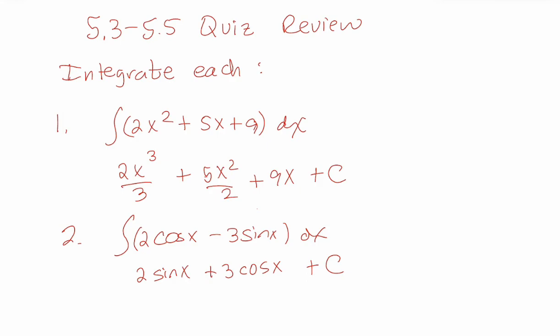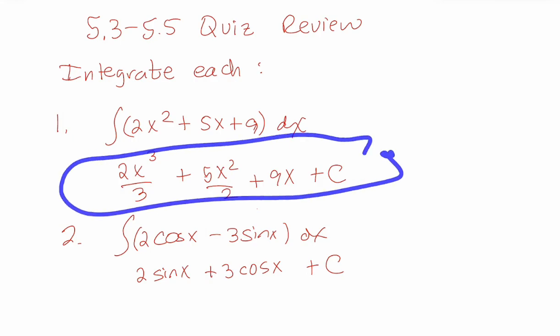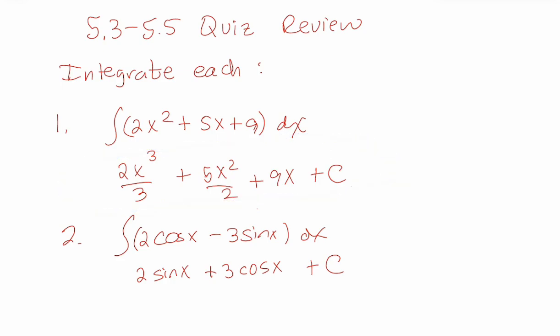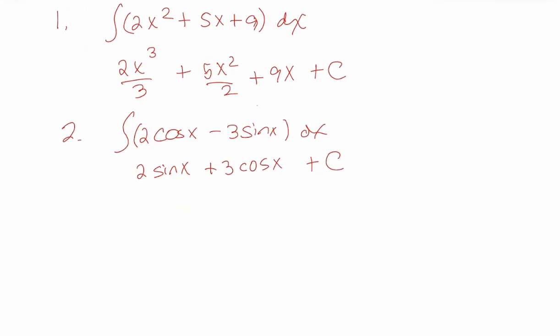So that's going to become a plus 3 cosine of x plus c. How could we check the answers for 1 and 2? Take the derivative. Take 3 seconds and check your work. You can probably do those derivatives in your head. The derivative of that is 2/3 times 3x squared, which is 2x squared. The derivative of that is 10x divided by 2, which is 5x, and so on. So feel free to check your work by doing the derivatives. Okay, let's do another one.